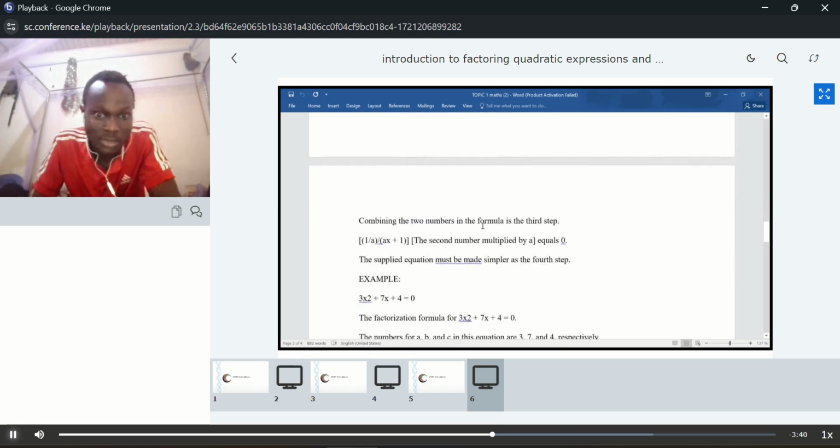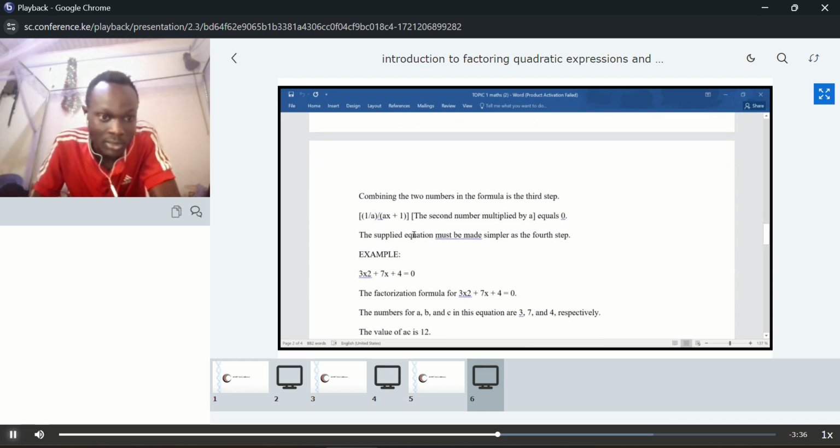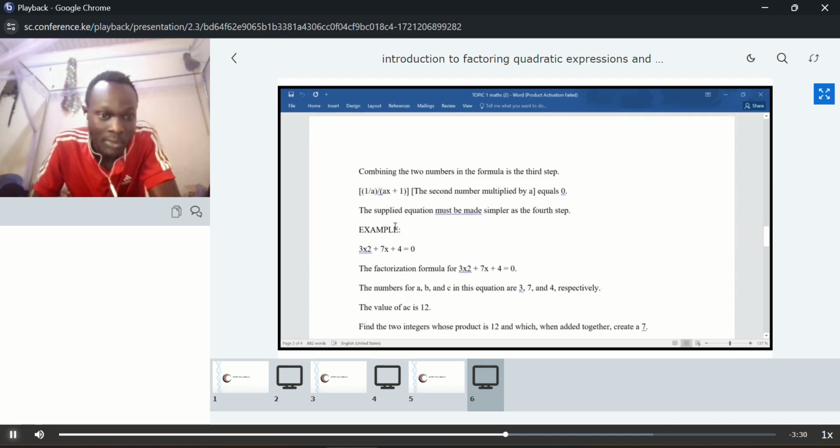Combining the two numbers in the formula in that step, that is 1 over a into (ax plus the first number), and the second number, you multiply it by (ax plus the second number) equals to 0. Then we simplify the equation, which must be made simpler as the fourth step.